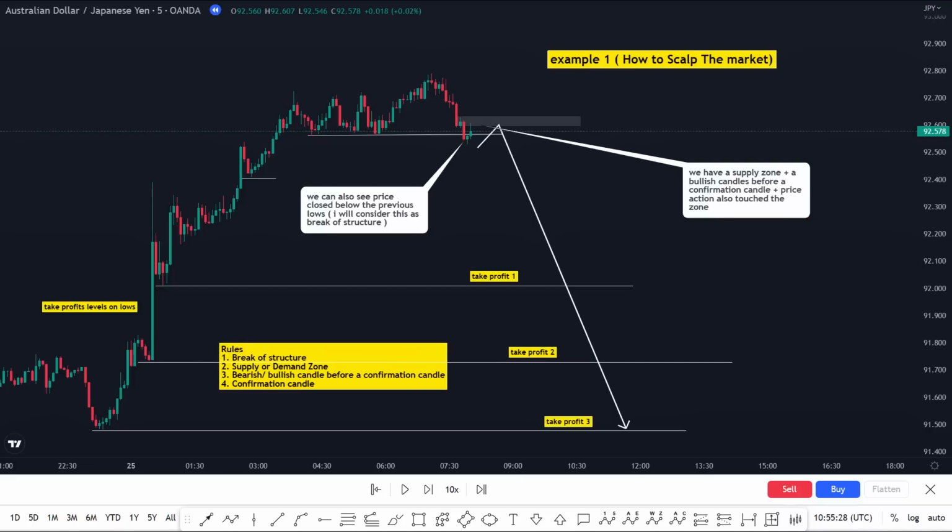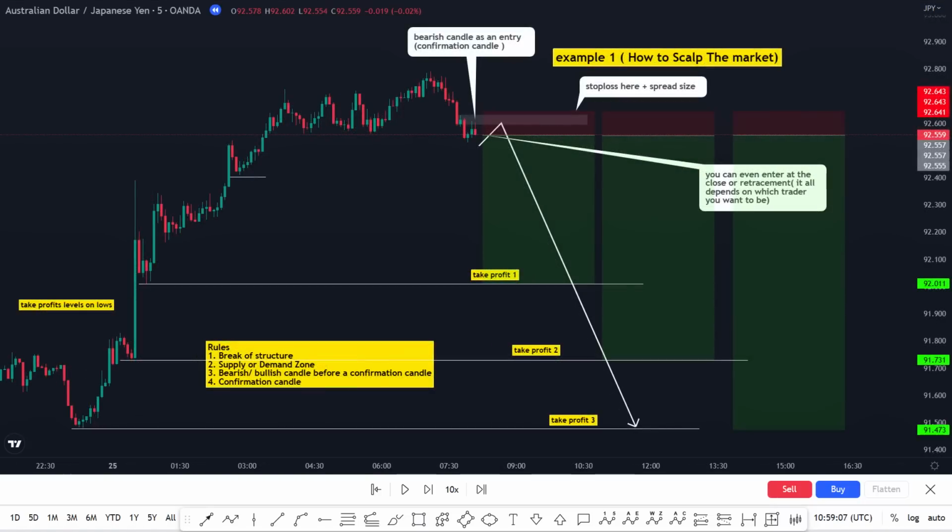Then the next step is to wait for the market to touch the zone, and we can see the market did touch it. And we can also see that we have a bullish candle before a confirmation candle. So now we have to wait for the market to close with a bearish candle on the supply zone. Also, price must not trade above the supply zone before confirming to the downside.